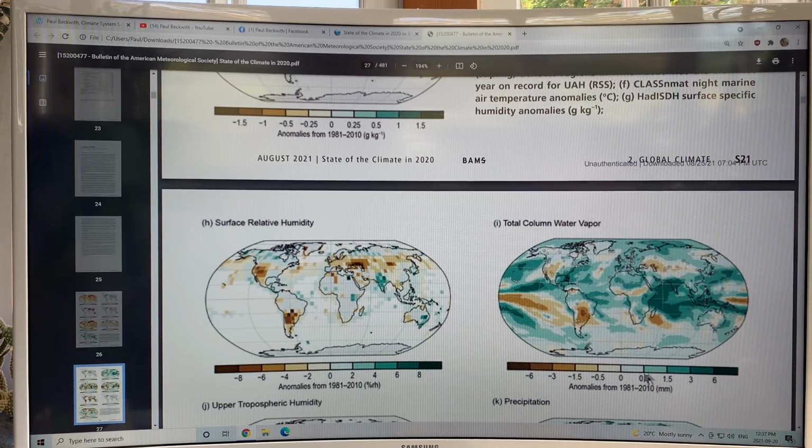So there's the change, positive. We're getting more and more water vapor in the air columns. Okay, you can clearly see that. There's a couple areas, a couple bands where there's less.